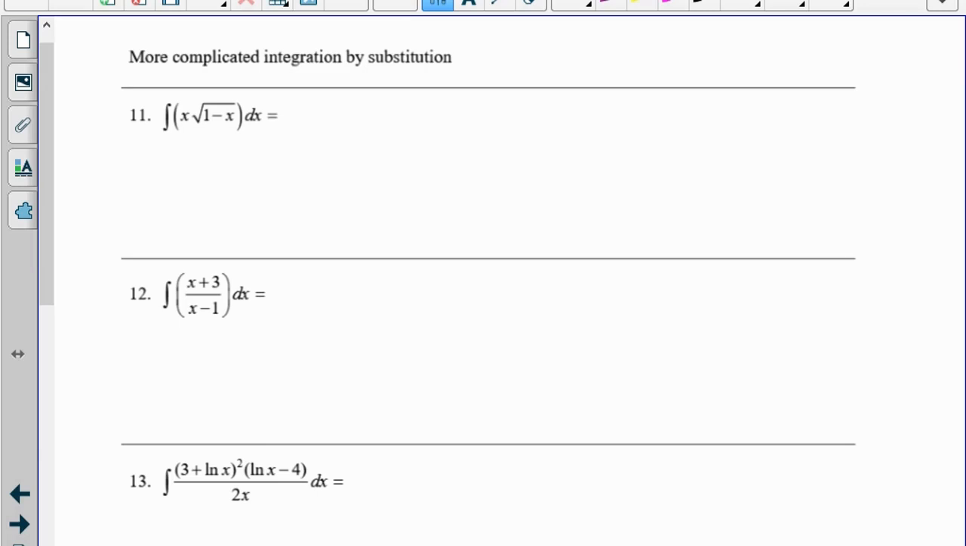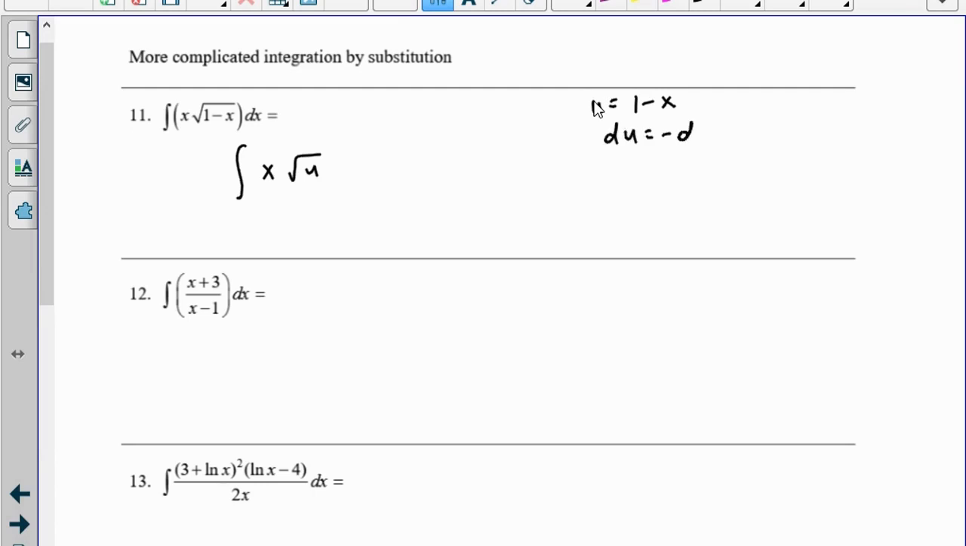Number 11, if we look at the integral of x times the square root of 1 minus x, if we make u equal to x, that does us no good. But if we make u equal to 1 minus x, then I can replace the 1 minus x underneath the square root with the square root of u. The issue with this is I still have an x over here.